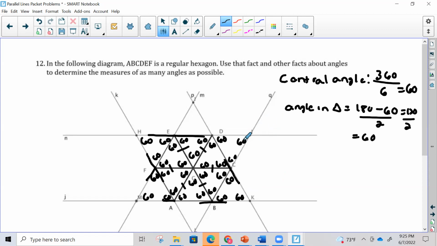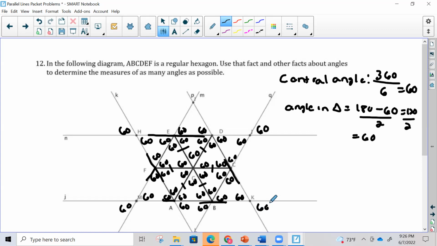Then we can fill in our vertical angles. This one and this one are across from each other, so they're equal, they're 60. Same with these two, this one and this one, this one and this one, that one and this one. I'm just doing all the vertical angles.